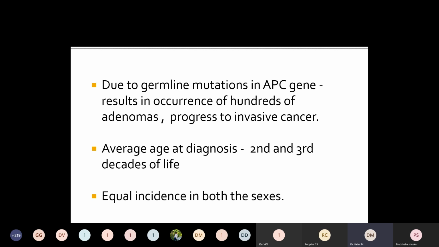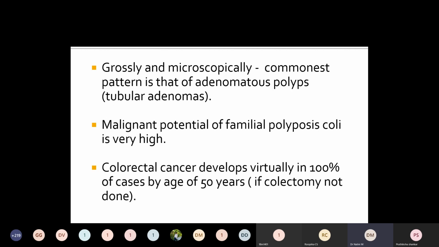In familial adenomatous polyposis, the average age at diagnosis is the second to third decades, with equal incidence in both sexes because it is an autosomal dominant inheritance pattern. Most of them are tubular adenomas, and hence the malignant potential is very, very high. Virtually 100% of cases develop colorectal carcinomas by the age of 50 years. That's why, once there's a family history of familial polyposis coli, there is screening and a prophylactic colectomy done to prevent the occurrence of colorectal carcinomas.